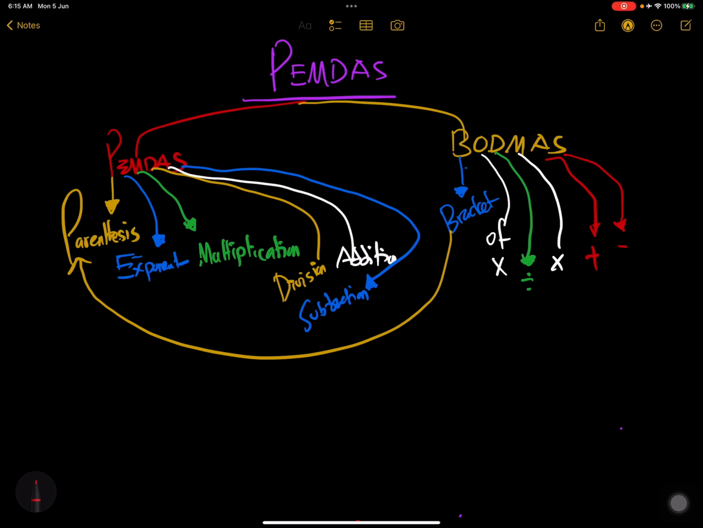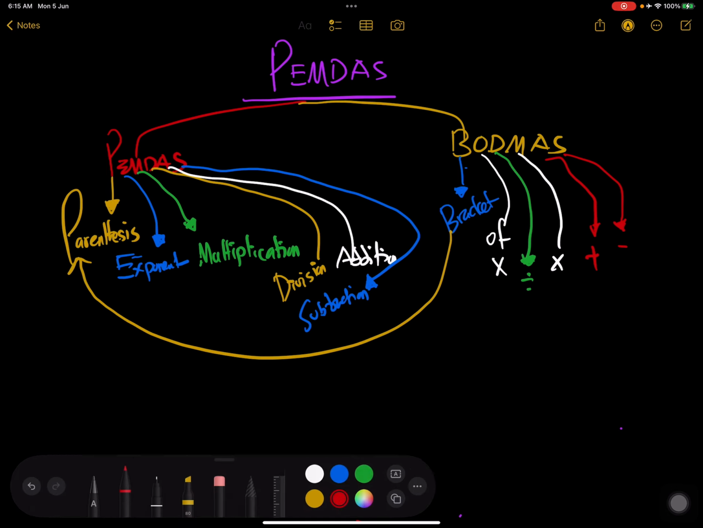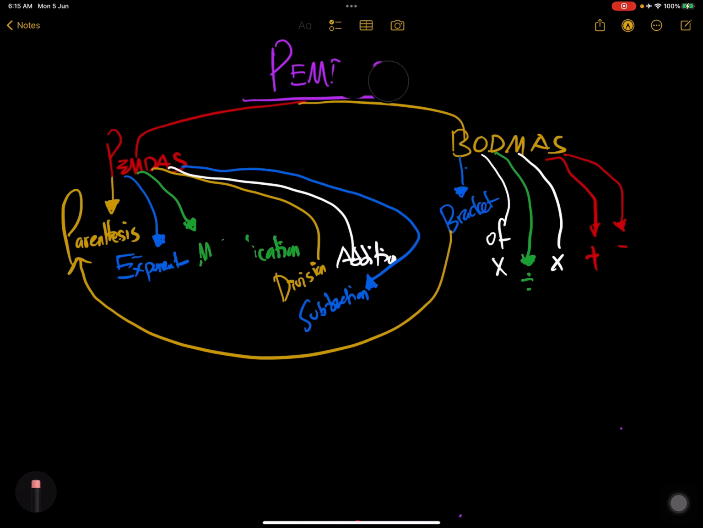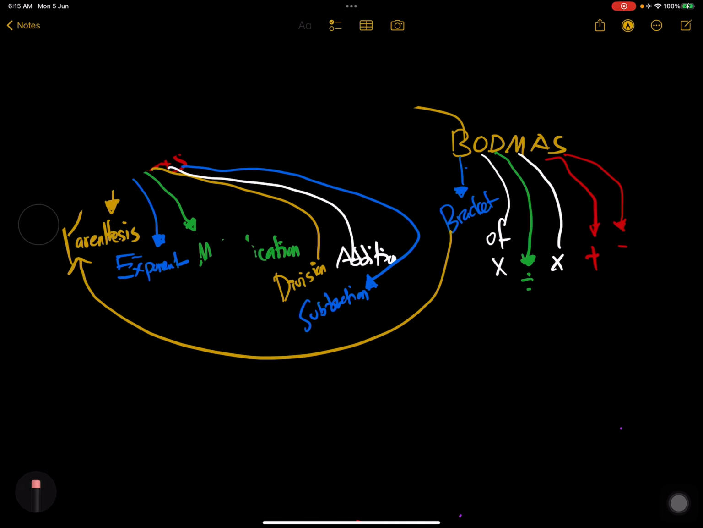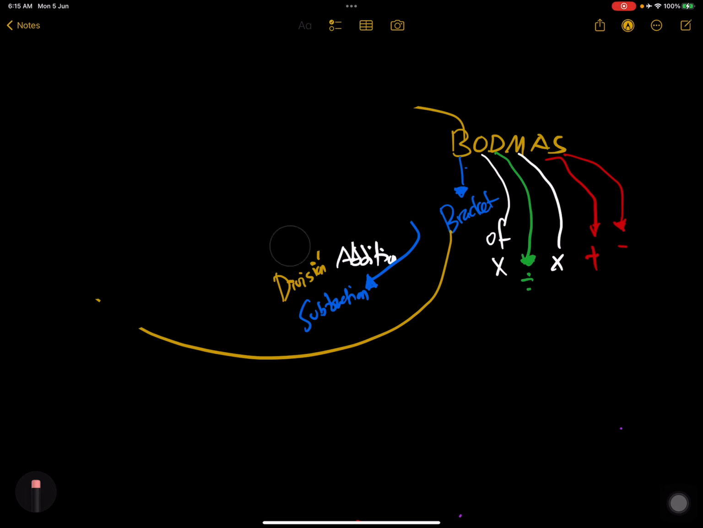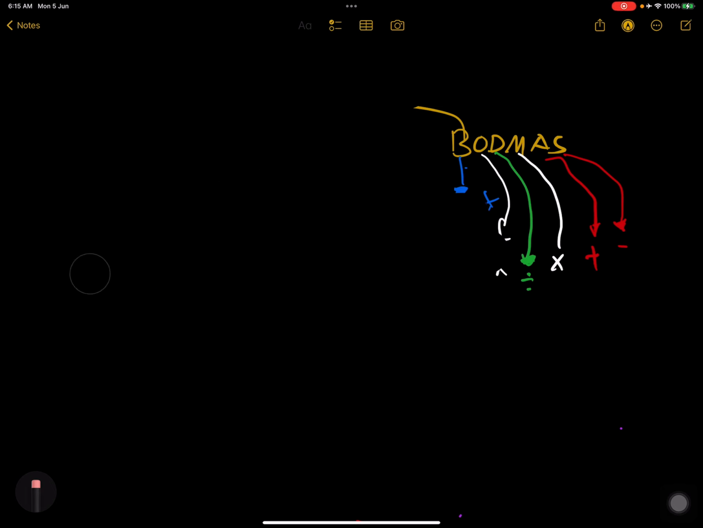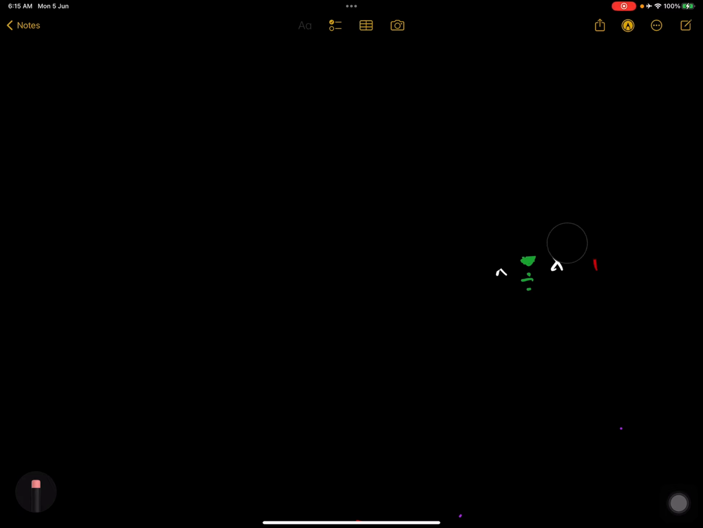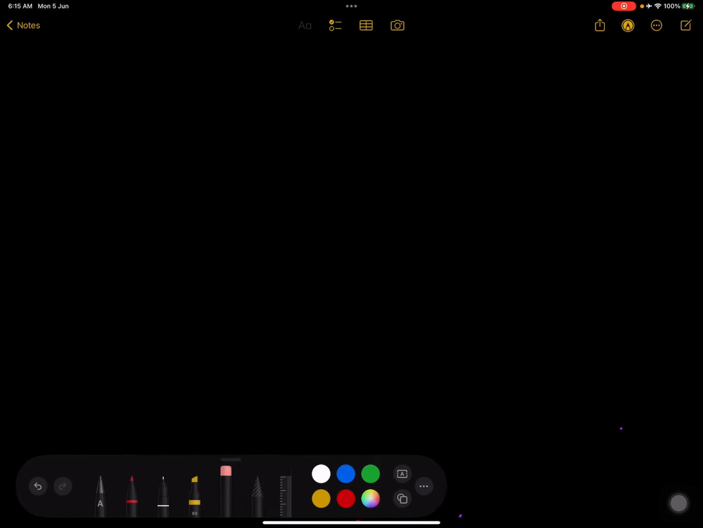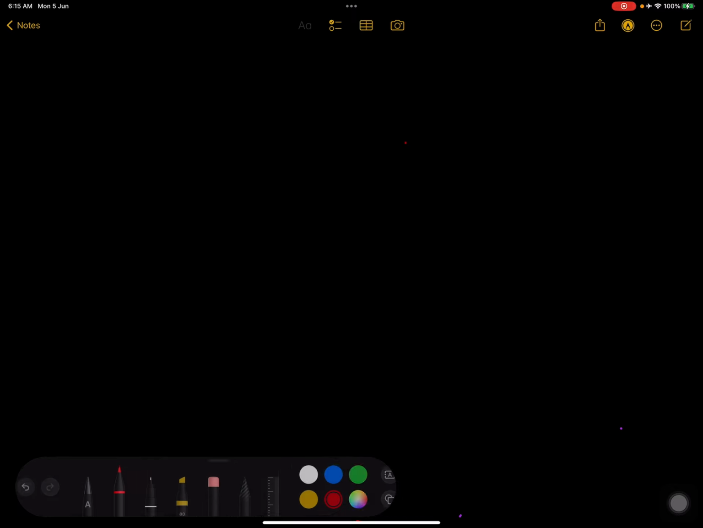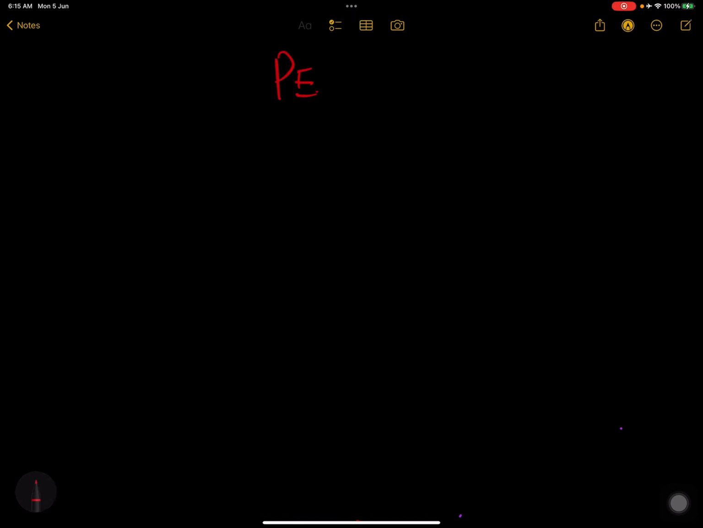So let's take a problem and see how that kind of helps us. How does this concept of PEMDAS or BODMAS help us to be able to solve a problem? I'm going to be using a PEMDAS approach. And I know you're going to like it.